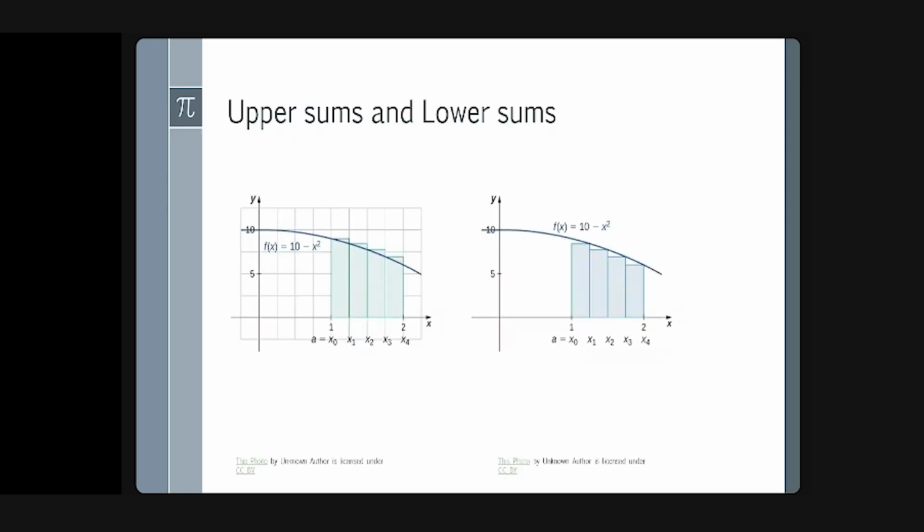Now coming to upper sums and lower sums. So you can see a graph of a function f(x) equals 10 minus x squared. Here we have our domain restricted to the interval 1 comma 2, and a partition which has 5 points, x0 to x4. x0 is 1 and x4 is 2.